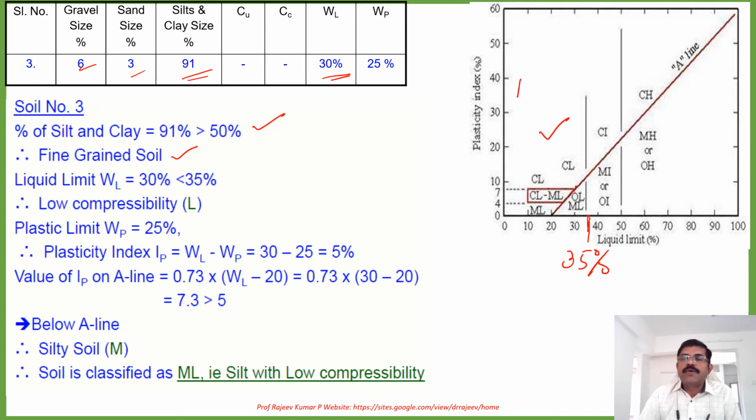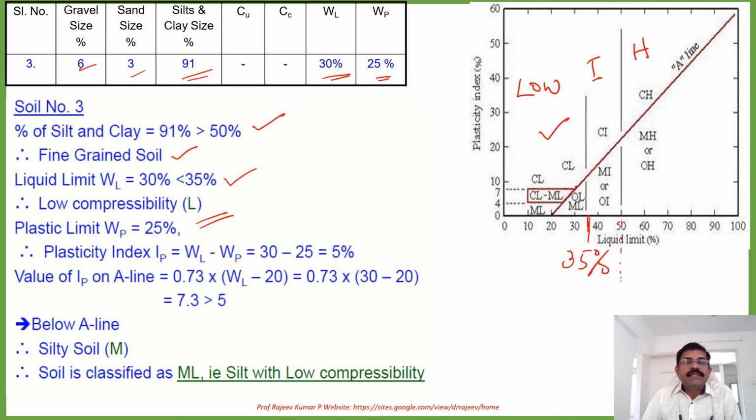This is low, this is intermediate, and this is high. So this is the difference. Between 35 and 50 is intermediate, greater than 50 is highly compressible. Here liquid limit is less than 35, so it is low compressible. Then plastic limit is 25% given in the question.